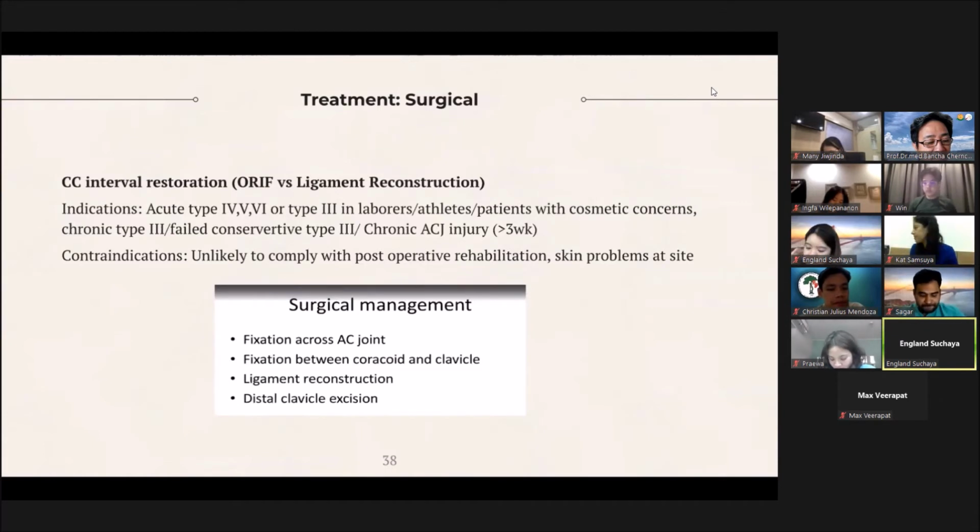Okay, besides conservative treatment, the surgical management can include open reduction and internal fixation, or ligament reconstruction. So you can either do the fixation at the AC joint, or between the coracoid and clavicle, or you can also reconstruct the ligament. So the indications include type 3 by consideration, or types 4, 5, and 6, or if there is failed conservative treatment, or if there is a chronic AC joint injury of more than 3 weeks.